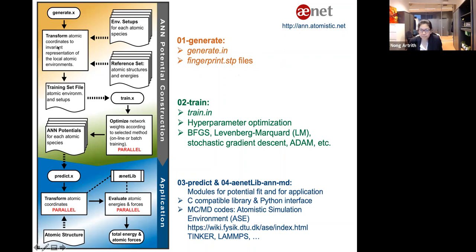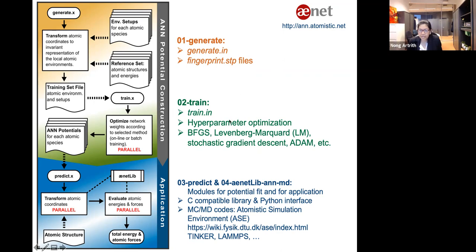In the tutorial, it is called generate. Generate means converting the XYZ coordinates to some kind of fingerprint. So you will have two files, generate.in and fingerprint, which describe each chemical species that you have. Then training or fitting tries to find the best hyperparameters to optimize. We also provide different algorithms to evaluate your parameters.